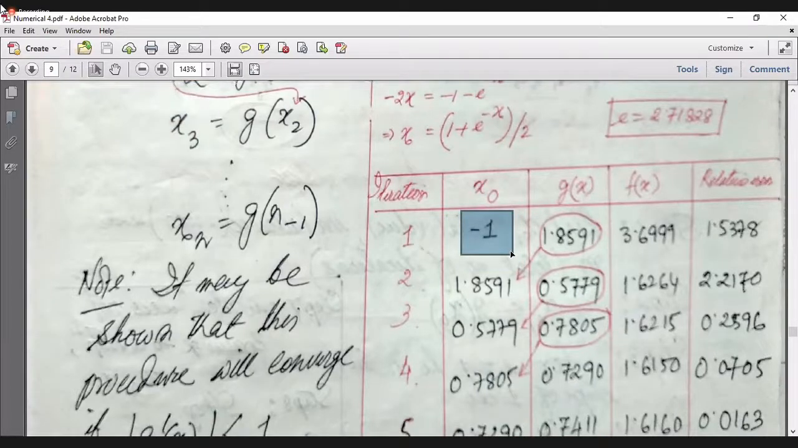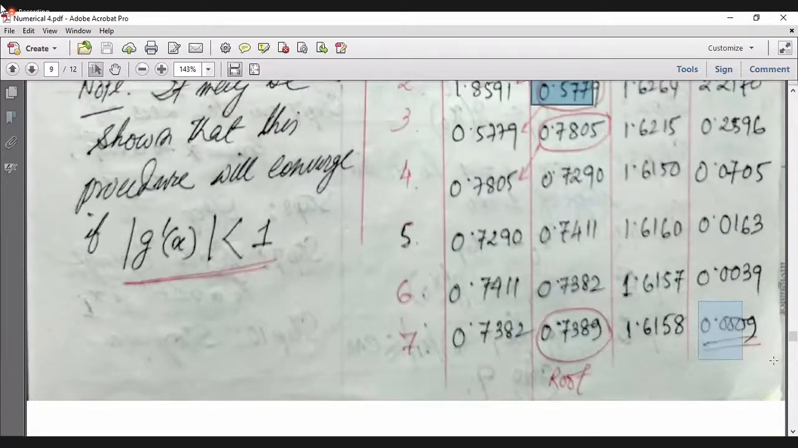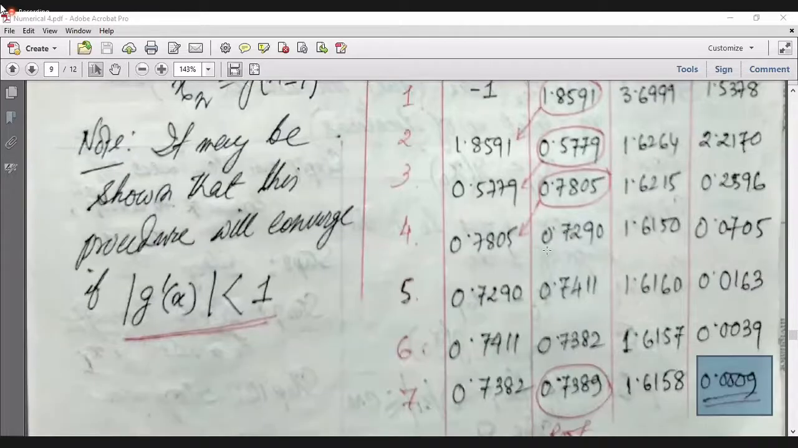Then I calculate this g of x here, and this is our relative error. Similarly, the value you calculate here will be the new value of my x. Then I calculate g of x again. Where are we going to stop? When the value of this relative error is almost 0, then the corresponding value of x will be our root.